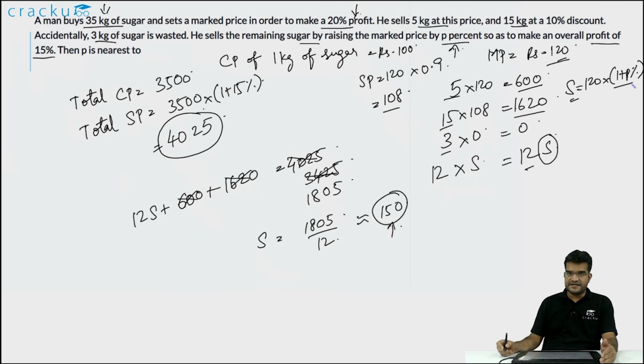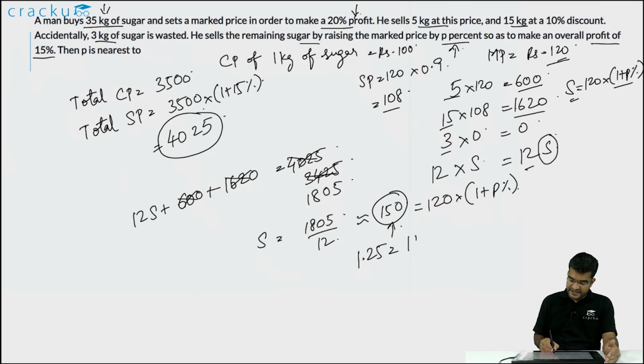This is p% greater than the initial mark price. So 150 is equal to 120 into 1 plus p%. 150 divided by 120 is 1.25, which is equal to 1 plus p%, or p% is equal to 25%, or the value of p is equal to 25.